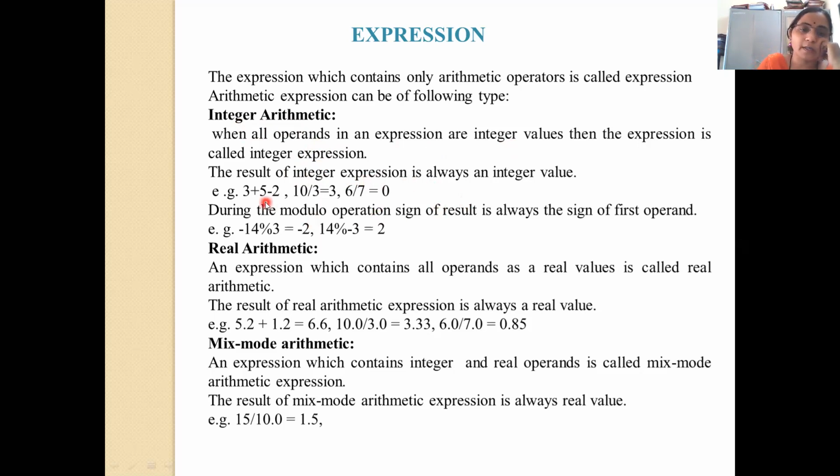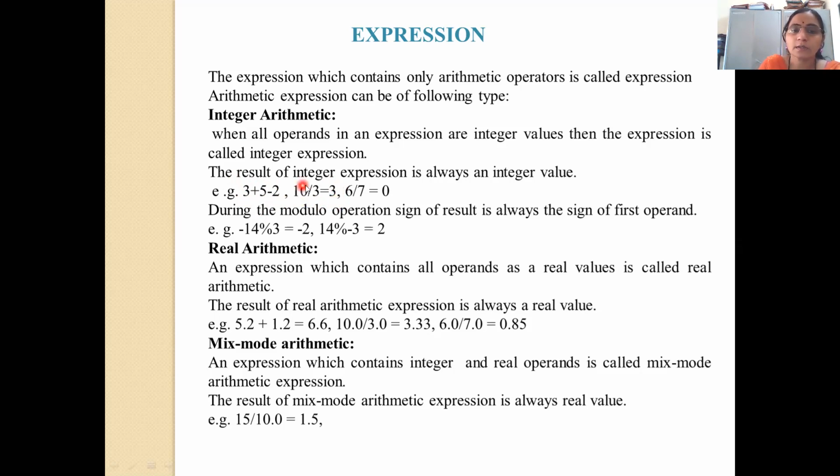See the following expressions: 3 plus 5 minus 2. 3 plus 5 is 8, 8 minus 2, the result is 6. All these operands are integers, and when you compute, the result is again an integer. 10 divided by 3: 3 threes are 9, so the quotient is 3. Again it is an integer, 3 point something, but it truncates the fraction part, meaning the digits after the decimal point, and that's why you get only 3 here.